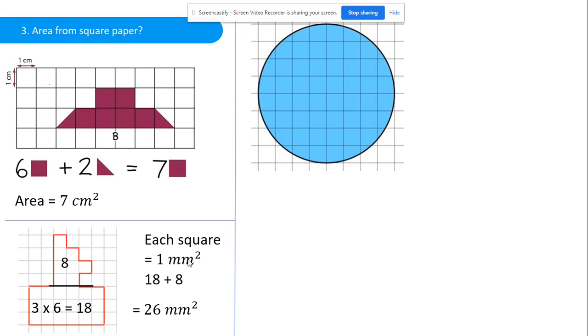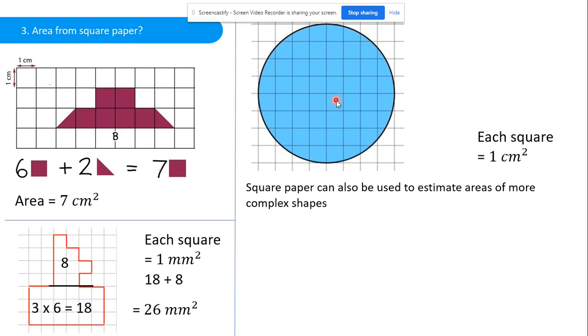But we can estimate it by counting up all of the squares within it and looking at estimating how many of these partial squares exist. Now there's a little trick to this one. Here, each square is 1 centimeter squared. And instead of counting all of the squares in the shape, which could be a bit confusing, instead, what we are going to do is draw these lines around it.